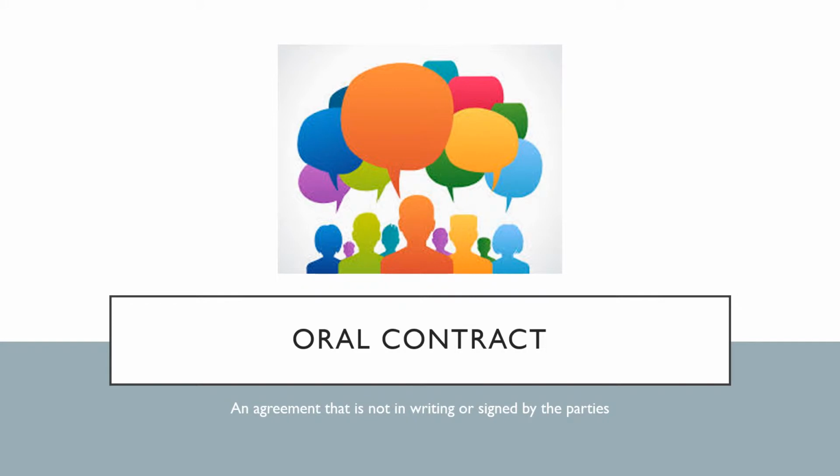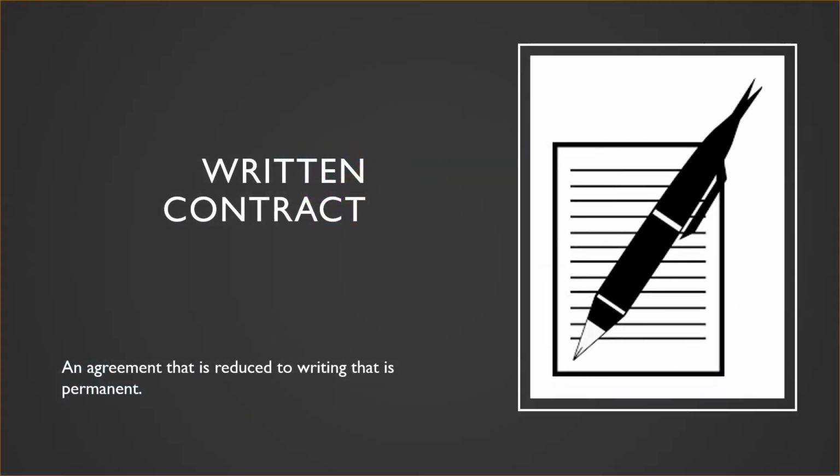An oral contract is an agreement that is not in writing or signed by the parties, like agreeing to take somebody's shift over the phone. A written contract is an agreement that is reduced to writing and that is permanent. For example, if you agree to pay your car note, you are expected to pay it on the day that it's due.